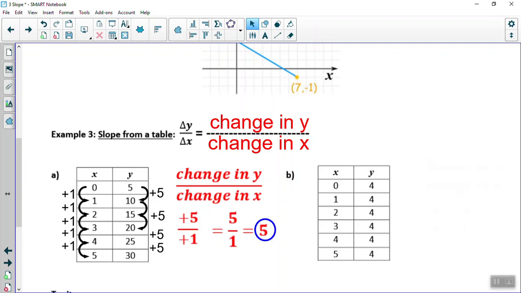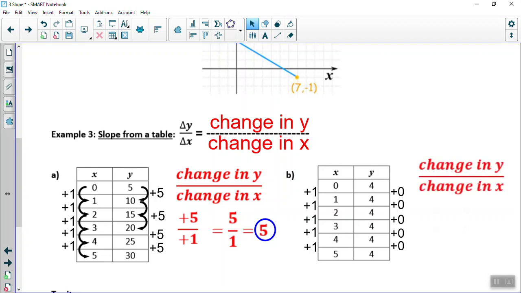Right. So each time, from 4 to 4 to 4 to 4 to 4, I added 0 every time. Each time I added 0. All right, well, what happens over here on my x side? Each time, to get from one x value to the next, I added 1.